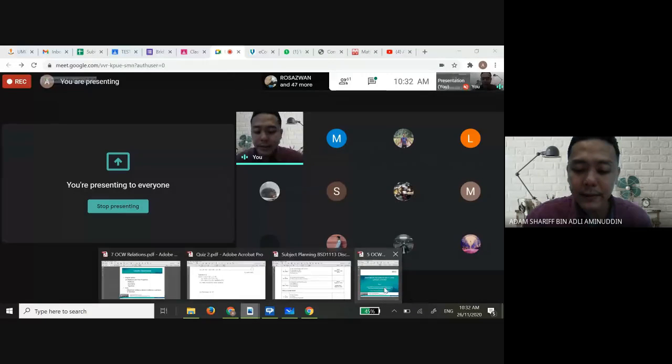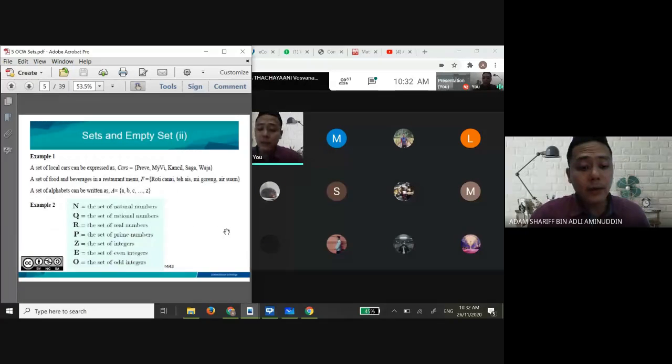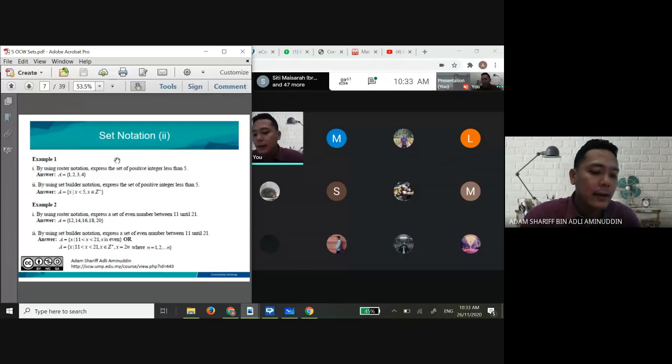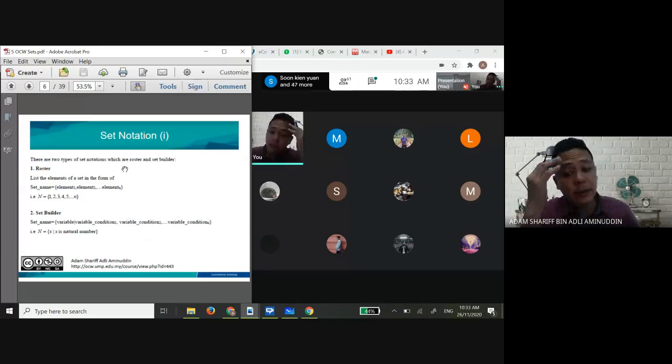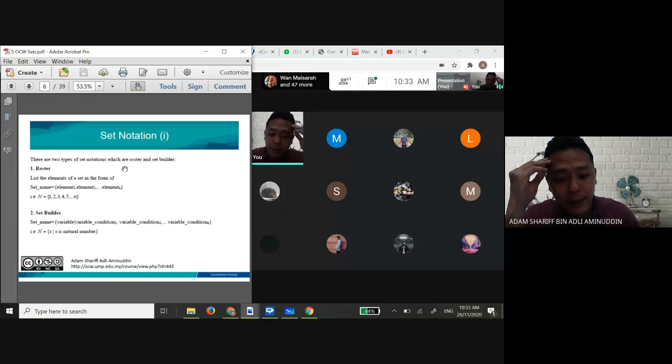Minggu lepas kita ada cover pasal set sikit ya. And we already know, actually you already know some of it because of the previous lesson, and also from the basics, right? Set is a collection of elements. And then I also reiterated that you have two types of notation. The first one is roster, where you list down all the possible elements. And then you have set builder notation, where you define the variable and you define the predicates of the variable or the characteristic of the variable. That is the common way of representing the set.